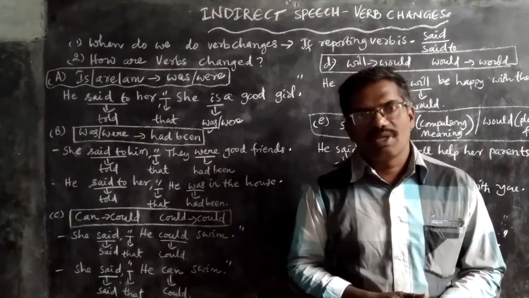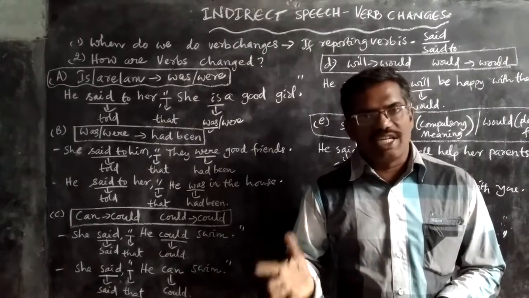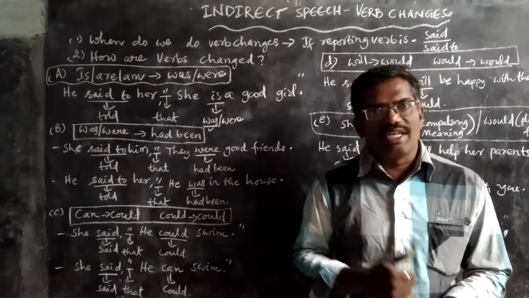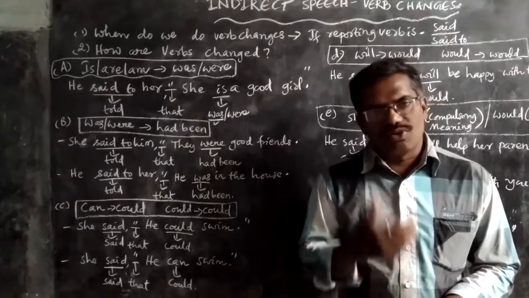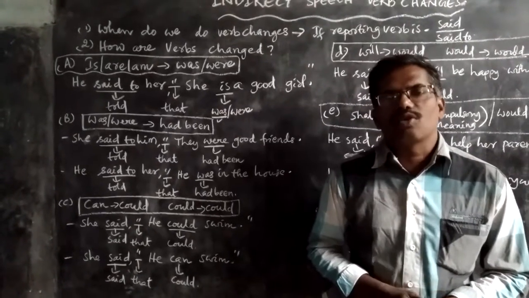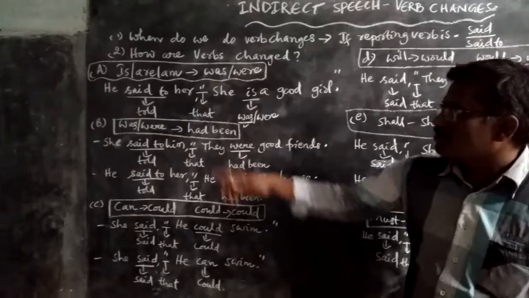And second question, how are verbs changed? It is very easy. They follow certain rules. What are they? Let us look at the examples.